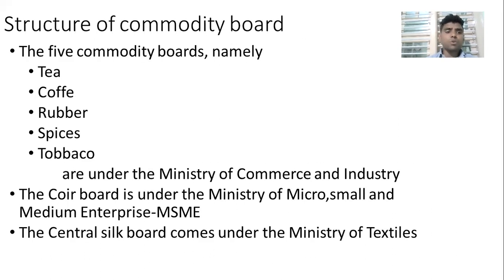The structure of the commodity boards, as already told, is that tea, coffee, rubber, spices and tobacco come under the Ministry of Commerce and Industry. The Coir Board, sorry, does not come under the Ministry of Textiles. It comes under the Ministry of Micro, Small and Medium Enterprises, MSME. The Central Silk Board comes under the Ministry of Textiles.